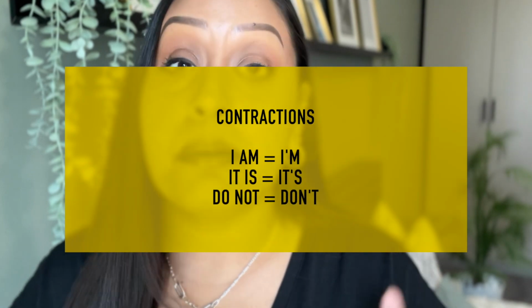Another example of formal versus informal when it comes to grammar would be the use of contractions. Now, contractions, if you don't know, are when you combine two words to make one shorter word. For example, "I am" becomes "I'm."